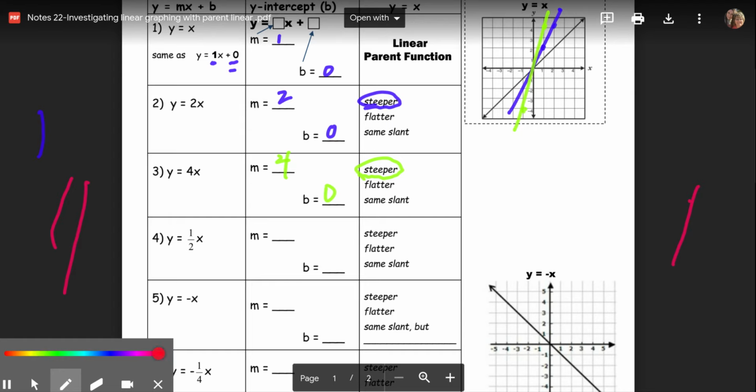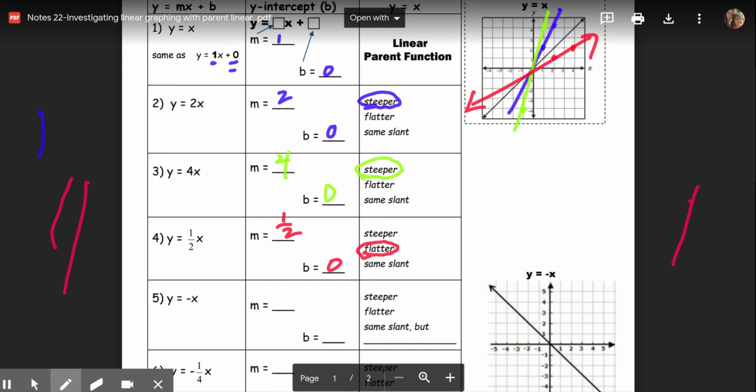All right, so your slope is 1/2, and again, your y-intercept is 0. So we're going to go up 1 over 2 from the origin, up 1 over 2. So it's going to look like this. And again, we are comparing this to the linear parent function, okay? So we're comparing it to that black line. When we compare it to the black line, it's going to be flatter.